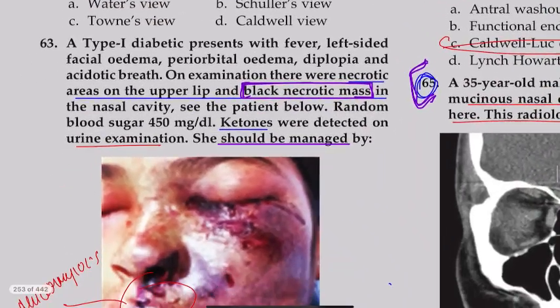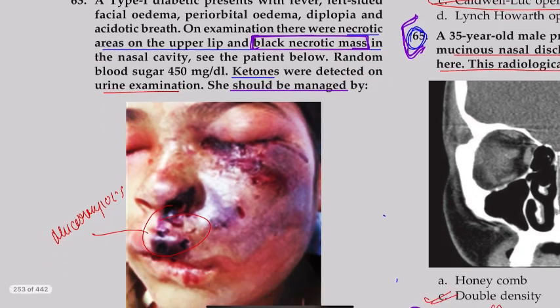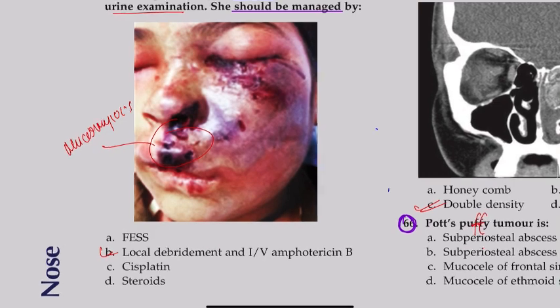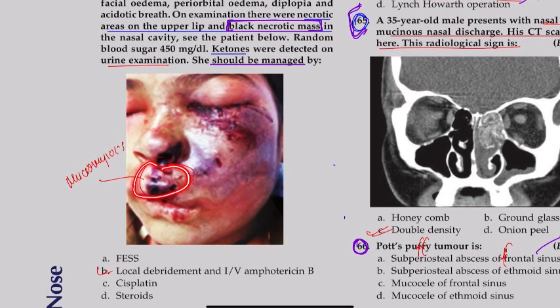A type 1 diabetic patient presents with fever, left-sided facial edema, periorbital edema, diplopia, and acetone breath. On examination, there is a necrotic area on the upper lip and a black necrotic mass in the nasal cavity. See the patient below. Random blood sugar is 450 mg per deciliter, and ketones were detected on urine examination. This should be managed by what? Since there is a black necrotic mass, it might be a case of mucormycosis. So here we can do local debridement and give intravenous amphotericin B.